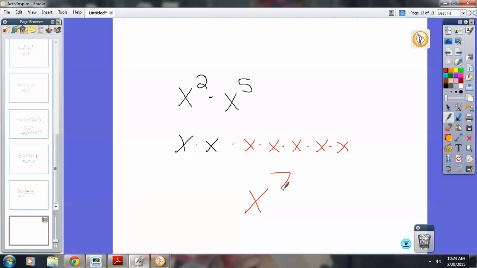Eventually we're going to have a lot more rules, some additional rules that we're going to learn, and you're really going to need to know these shortcuts.